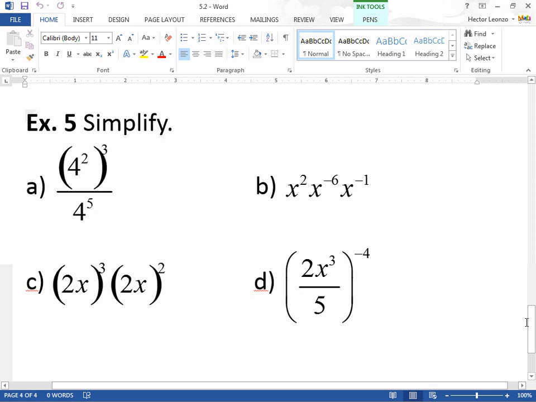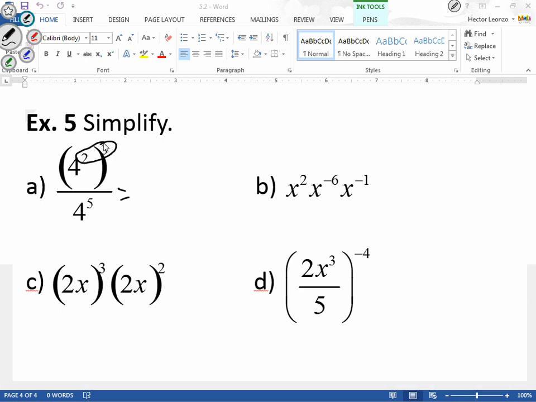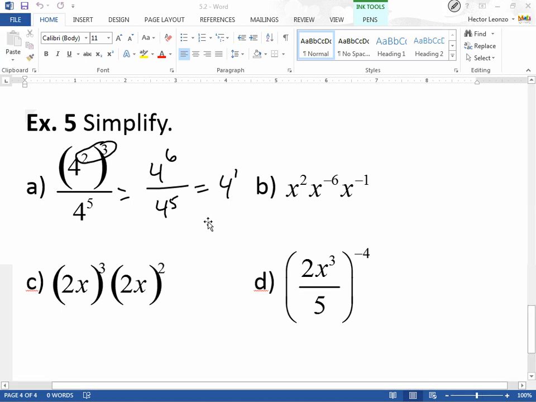Now looking at this, we're going to combine all the rules that we know. First thing on top, I'm going to get rid of parentheses. So remember, gotta multiply those exponents. So I have 4 to the 6 over 4 to the 5. I know when they're the same base, I'm dealing with division. I subtract the exponents. So I'm going to have 4 to the 1. In fact, let me even write the 1. When it's an exponent of 1, you don't have to write it. But it's just 4 to the 1. I don't need a fraction because my bigger exponent was on top.